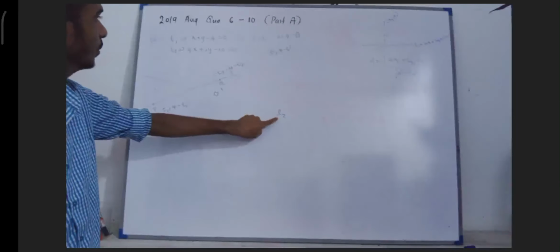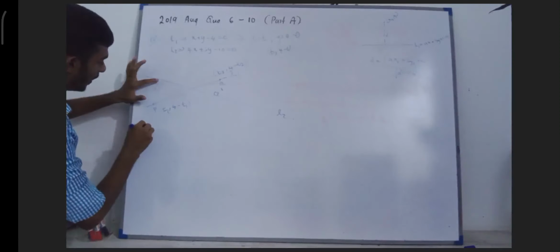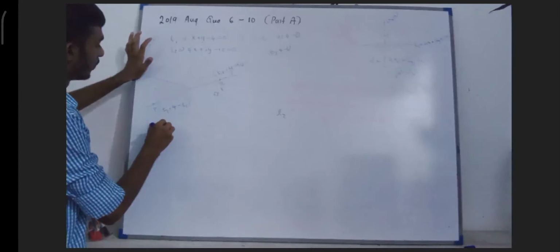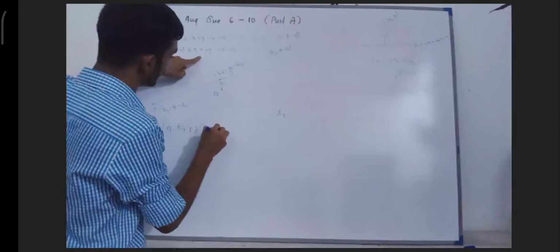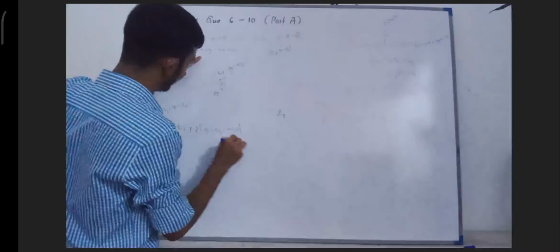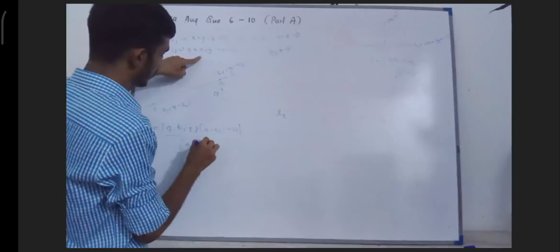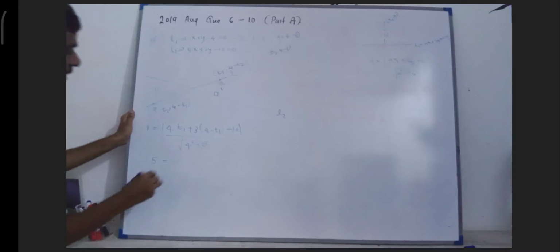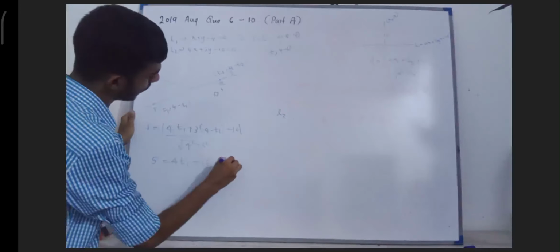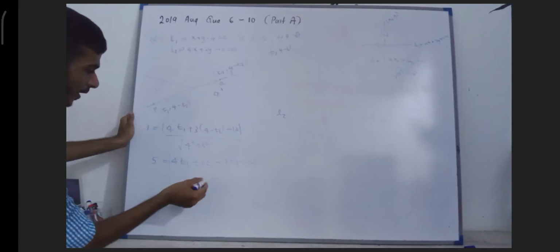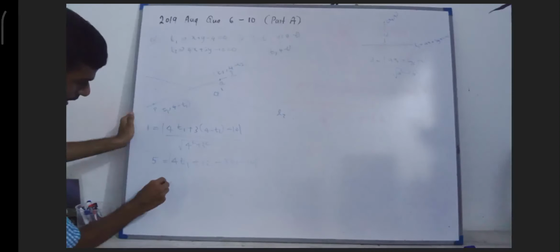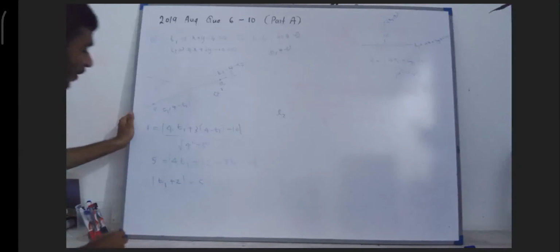So I'm going to directly apply this equation for L2. Since the perpendicular distance is given as 1, I write 1 equal to mod of 4 times t1 plus 3 into (4 minus t1) minus 10, divided by square root of 4 square plus 3 square, that is 5. Now 5 is equal to mod of 4t1 plus 12 minus 3t1 minus 10, so t1 plus 2 in mod would be equal to 5. Mod means we have two values.